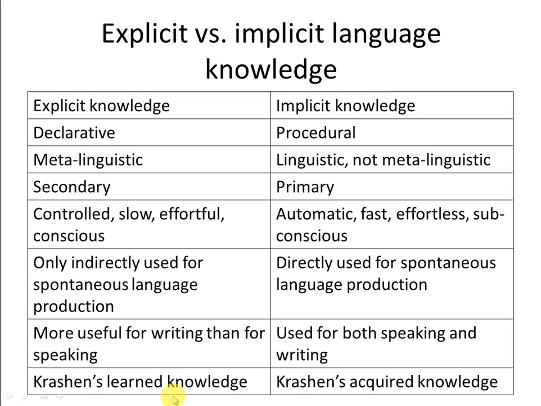But explicit knowledge is what Krashen called learned knowledge. And implicit knowledge is procedural knowledge, and it is not metalinguistic, so it is purely linguistic. And implicit language knowledge is primary language knowledge, and the use of implicit knowledge is automatic. It is fast. It is effortless. It is subconscious, and implicit knowledge can be used directly for spontaneous language production, and it is used for both speaking and writing. And implicit knowledge is the same as what Krashen called acquired knowledge, and I'm going to talk about this later.